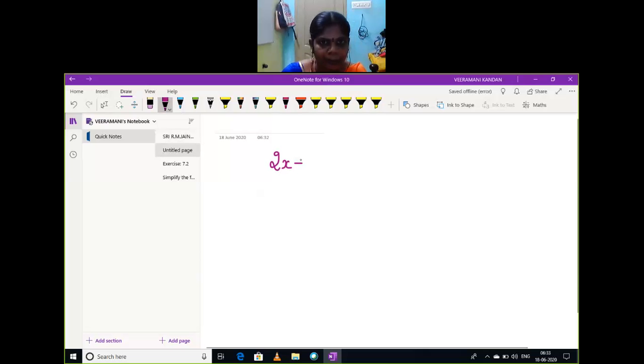2x plus 3x equals what, children? 5x. Very good. Usually, how do you do this? Here the common variable is x. You add the numerical coefficients. The first numerical coefficient is 2, the second is 3. So 2 plus 3 you get 5, so 5x. Very good, children. Next question.